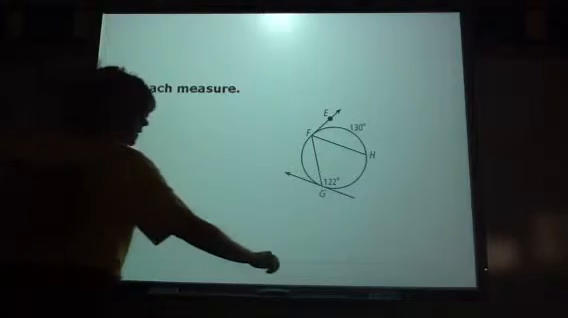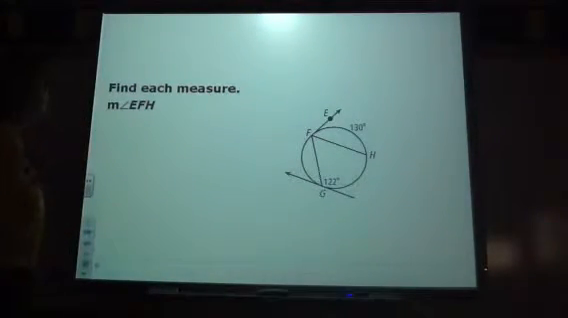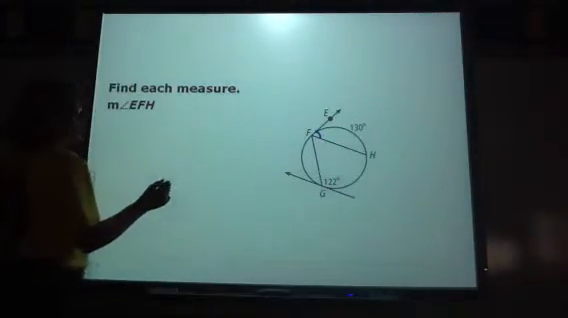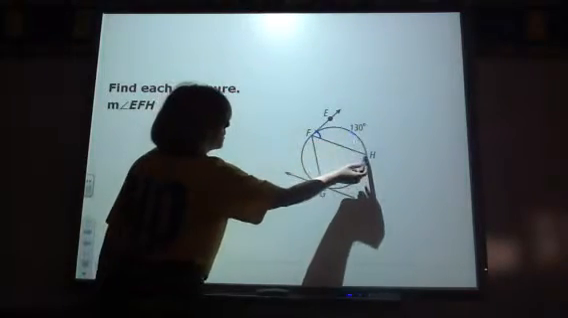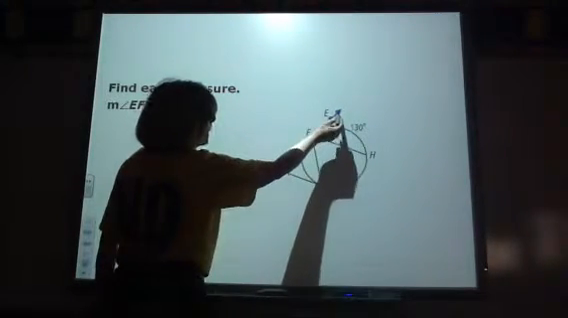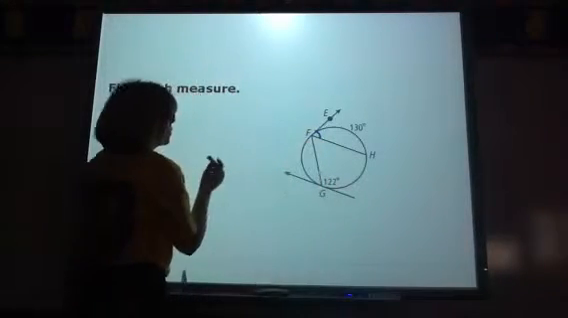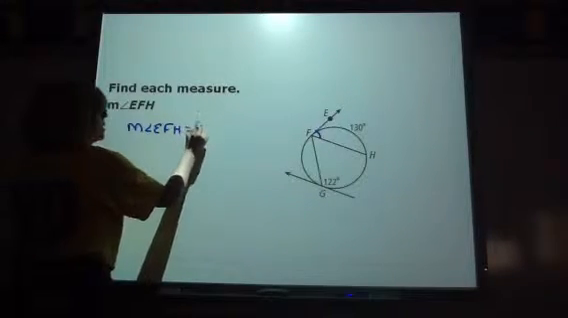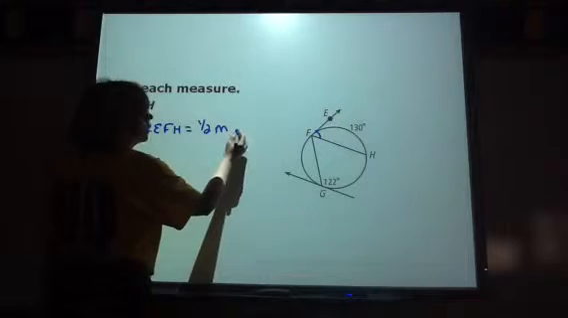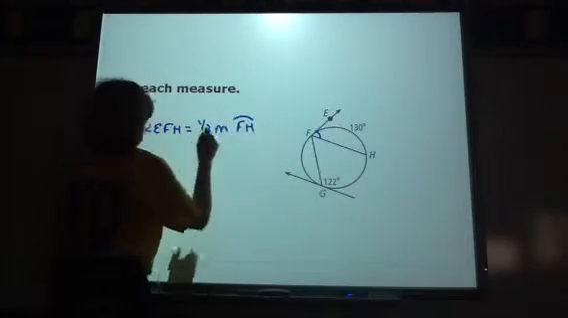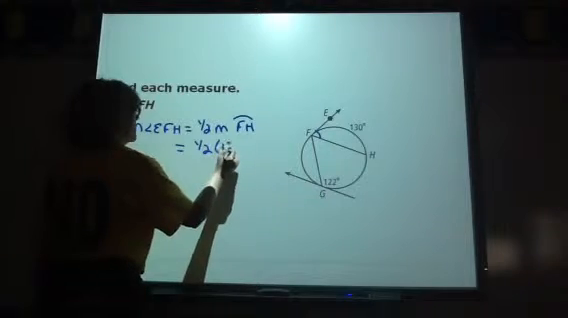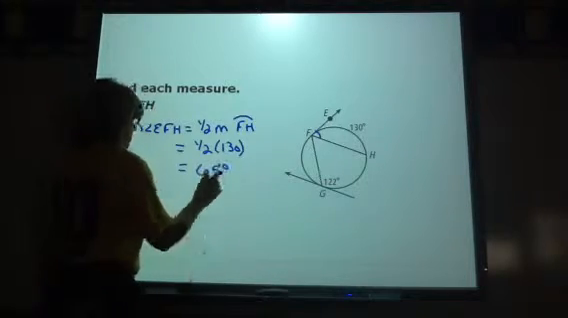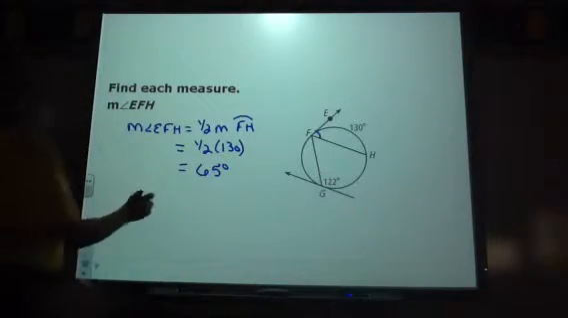Okay, so let's see if we can apply this. Find the measure of EFH. EFH, which is this right here, and the intercepted arc would be FH. The reason we can do that is because your point of tangency right here is point F. So the measurement of angle EFH equals half the measure of arc FH. So it's half of 130, which is 65 degrees.